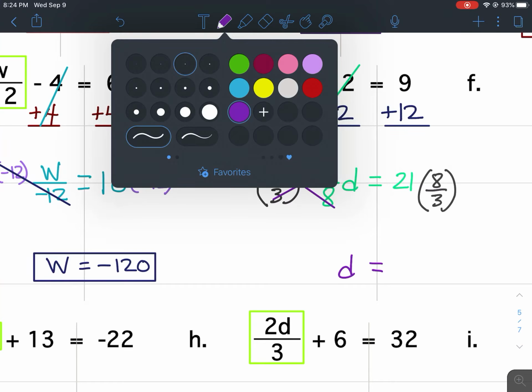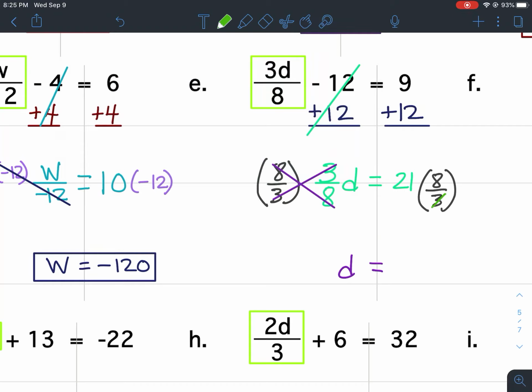So again, if you wanted to show that, I'm going to do that in a different color though. So I would cross that out. It would become a 1. I would cross this out. It would become a 7. And now I would take top times top, bottom times bottom. Which, if I take 21 times 8/3, or in this case 7 times 8, I get 56.